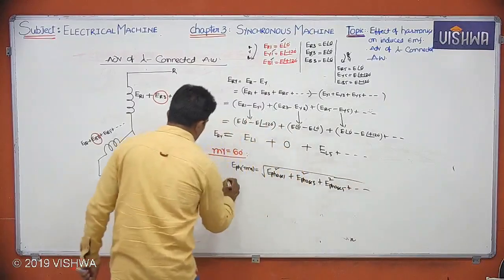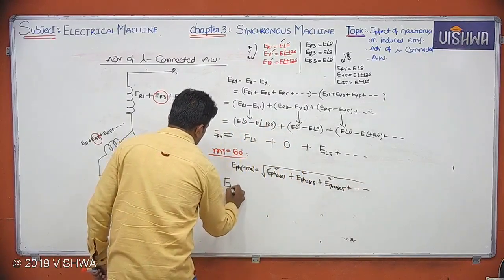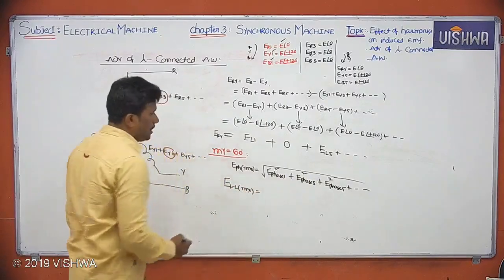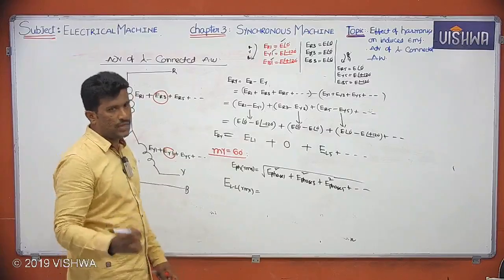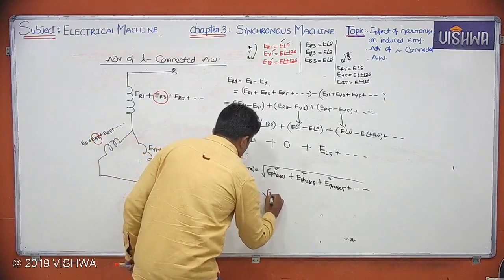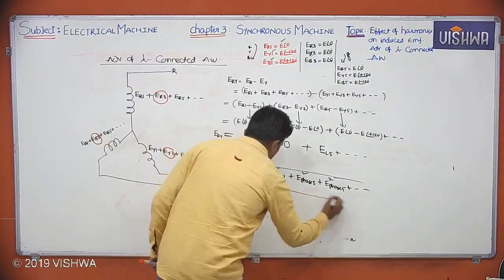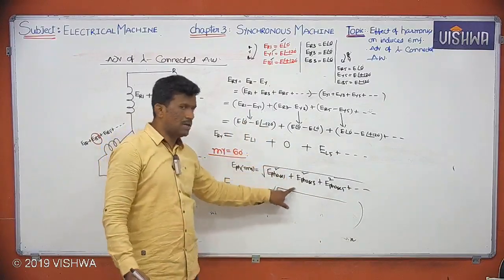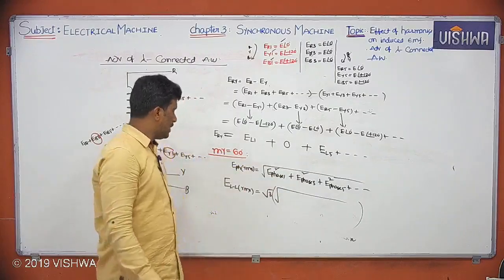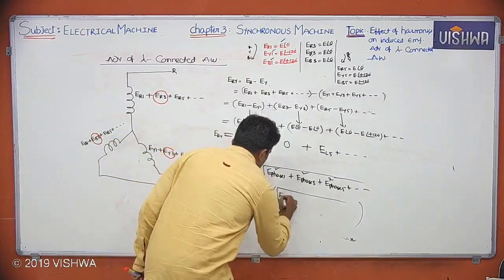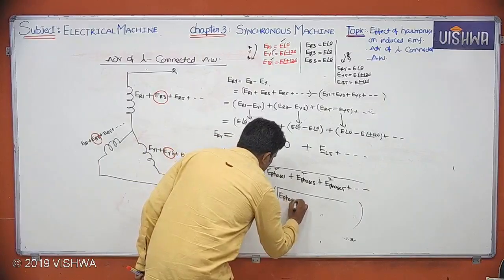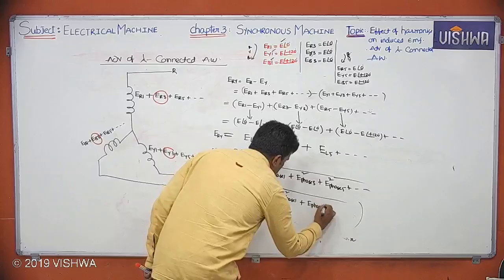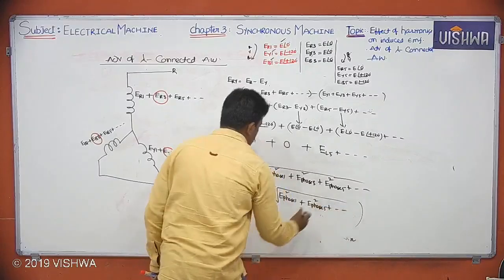Now tell me, what about the line? I am asking E line to line RMS, for a 60 degree phase spread. You know in star connection line voltage equals root 3 times the phase voltage, right? Root 3 into phase voltage. While writing the line voltage, you should not show the third harmonic voltage here because it is cancelling. So simply you should write root 3 into square root of E phase 1 square plus E phase 5 square plus and so on. Very important.